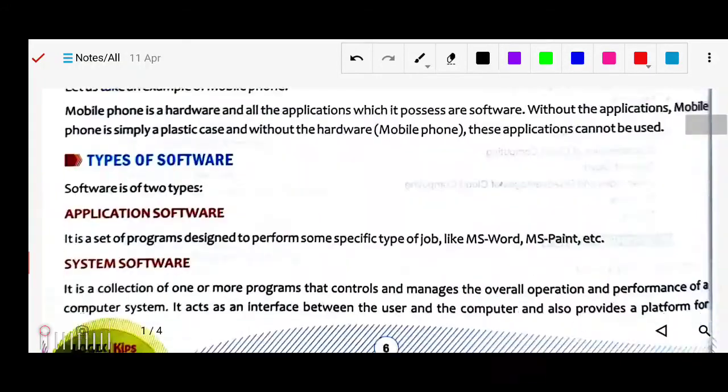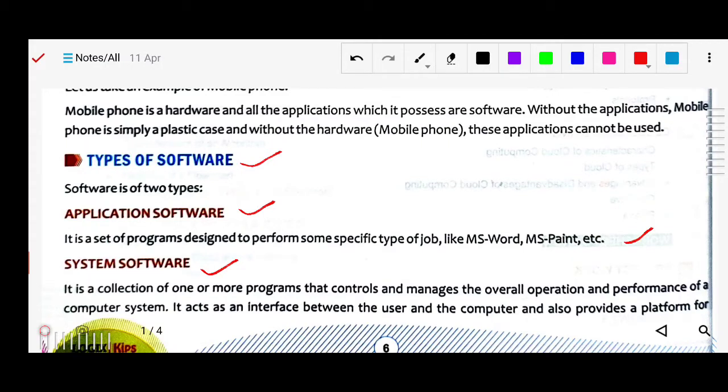Next we have the types of software. How many types of software are there? Application software and system software. What is application software? It is a set of programs designed to perform some specific type of job, like MS Word, MS Paint, etc. This is called application software. This kind of software is designed to perform a specific task for particular uses.